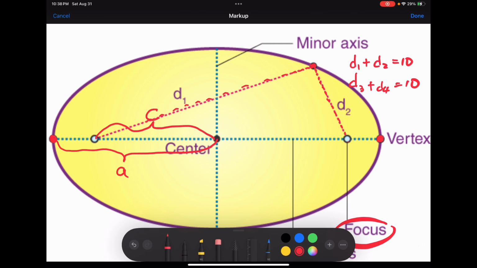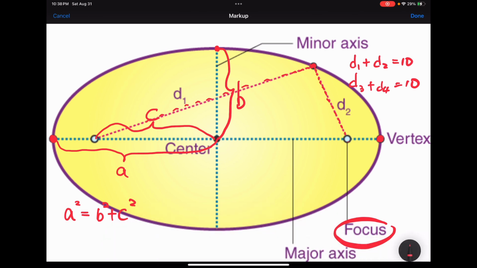So we have the a, we have the c. Where is the b? B is the distance from the center to my co-vertex. So from here to the center is equal to b. The relationship between a, b, c is that a is the longest one. a squared is equal to b squared plus c squared. You can also reorder them and say c squared is equal to a squared minus b squared. And the center is here.